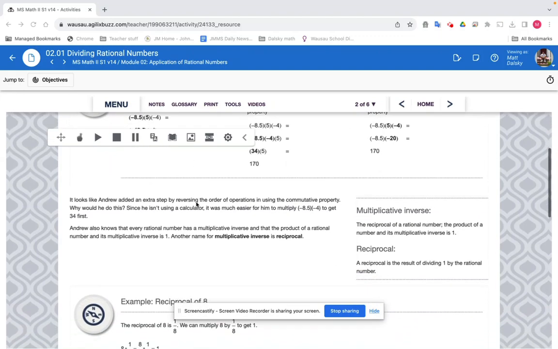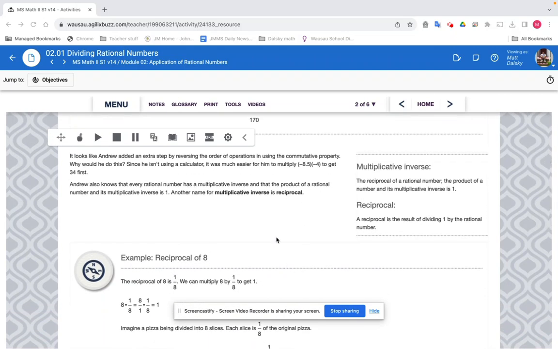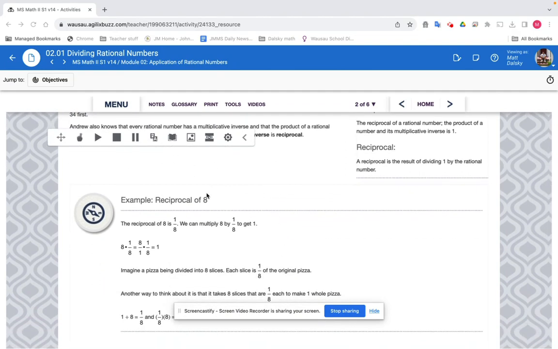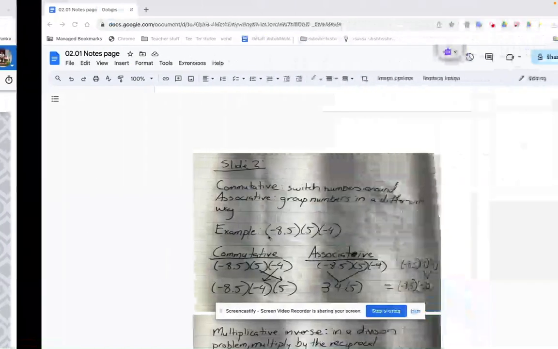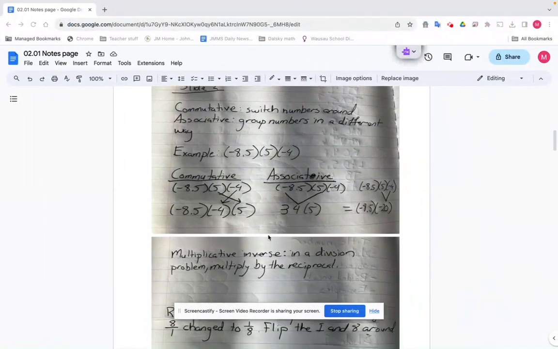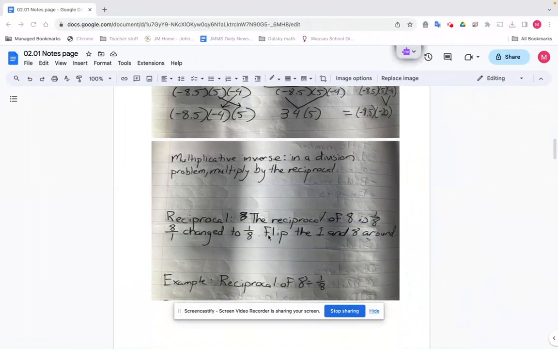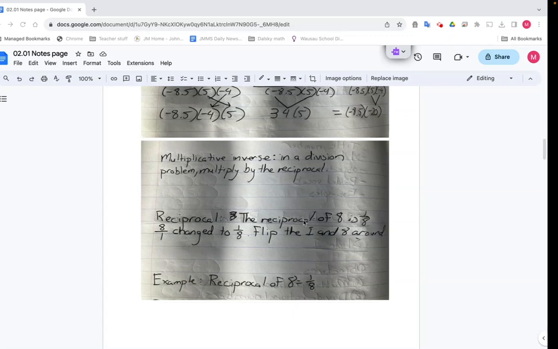This is a long one. I have another two bolded words: multiplicative inverse and reciprocal. So I'm probably going to be writing those down because I always write down my bolded words. They definitely come up later. And then after the bolded words, they give me an example. So in my notes, you can definitely see there are my two bolded words: multiplicative inverse, reciprocal, and then there's my example.